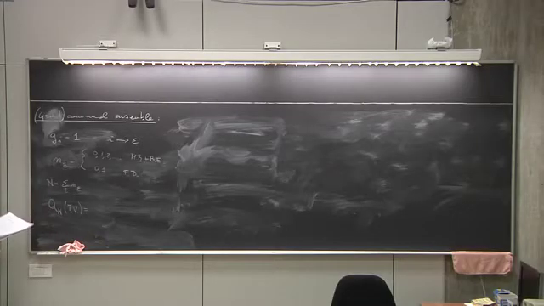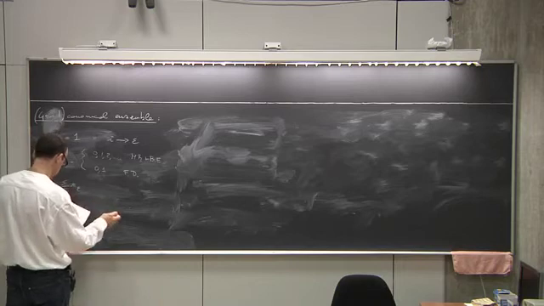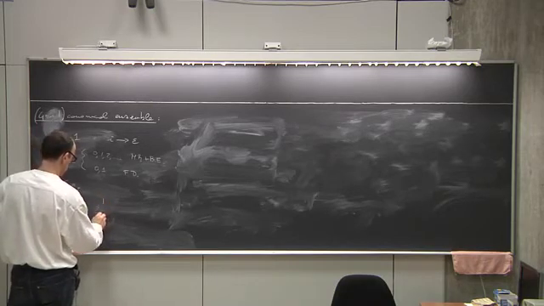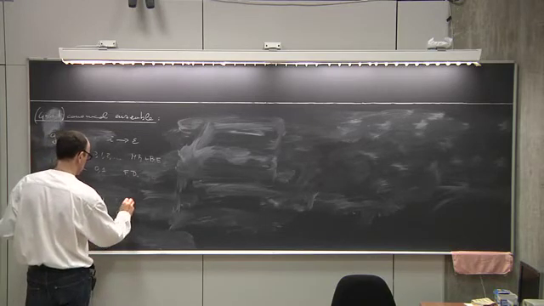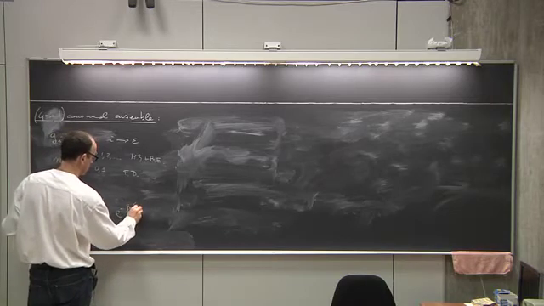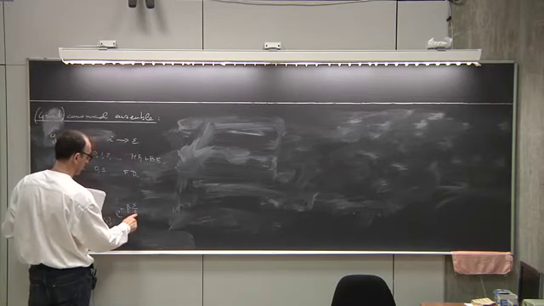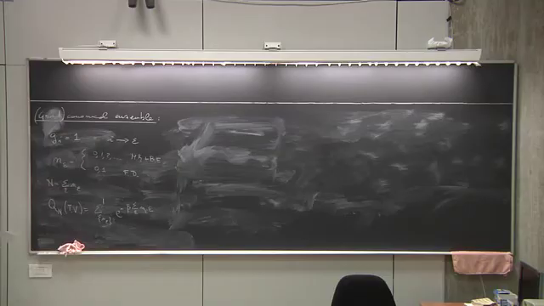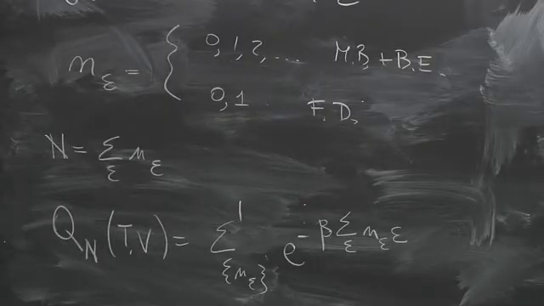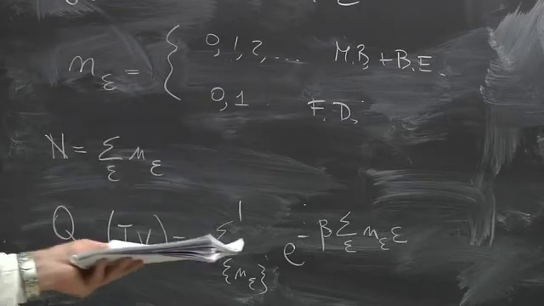So the partition function will be exactly the sum over all these occupation numbers of e to the minus beta times the energy, and the energy will just be the sum over all energy levels of n epsilon times the energy of that level. Okay. So this is the calculation I have to do for quantum statistics.